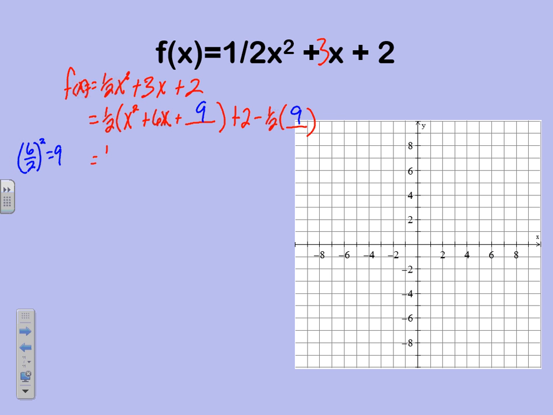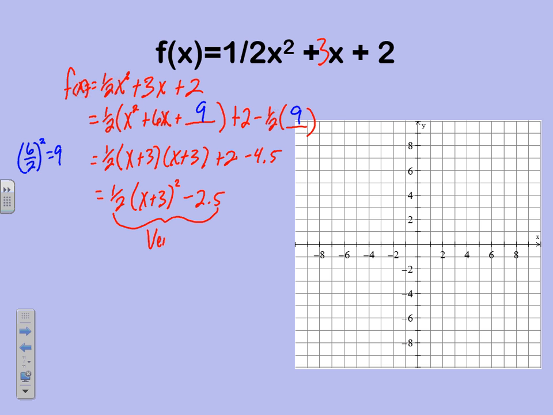So 1/2, factor the quadratic in the first set of parentheses, and I'm going to get x plus 3 times x plus 3 plus the 2, and then half of 9 is -4.5. You can see where we're going with this one. x plus 3 squared, and 2 minus 4.5 is going to be 2.5. Actually -2.5. So here is the vertex form.